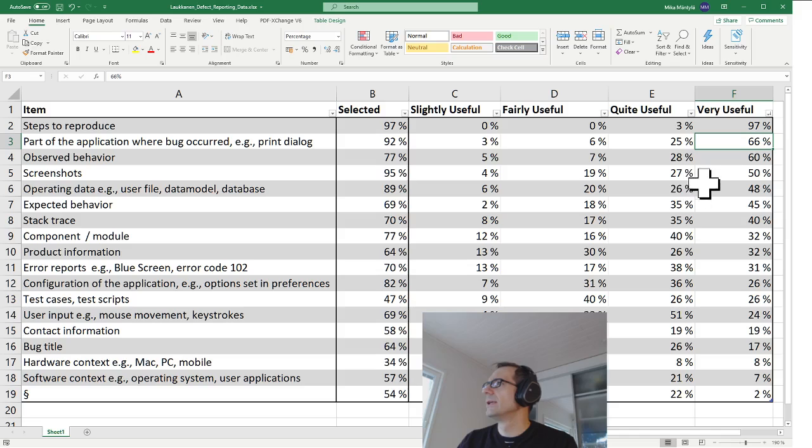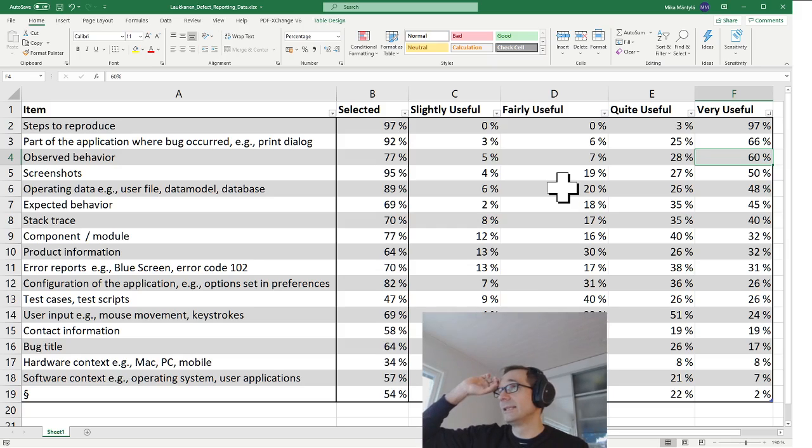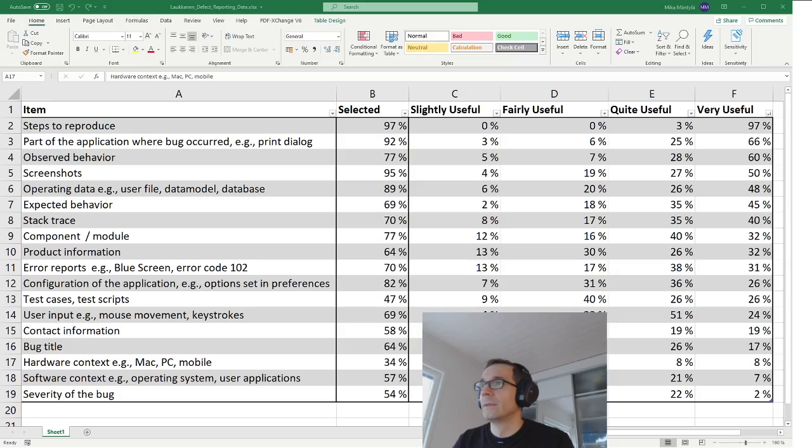But on the third place, we have the observed behavior, which is considered very useful by 60%, but it was only selected by 77%. So clearly there is some difference here. When fixing the defect, it's actually considered very useful by the people that selected it. If we look at the bottom, we can see a similar pattern as in the selected column. The column that has very useful selected by the lowest percentage is the severity of the bug, which was also very low on the selected column.